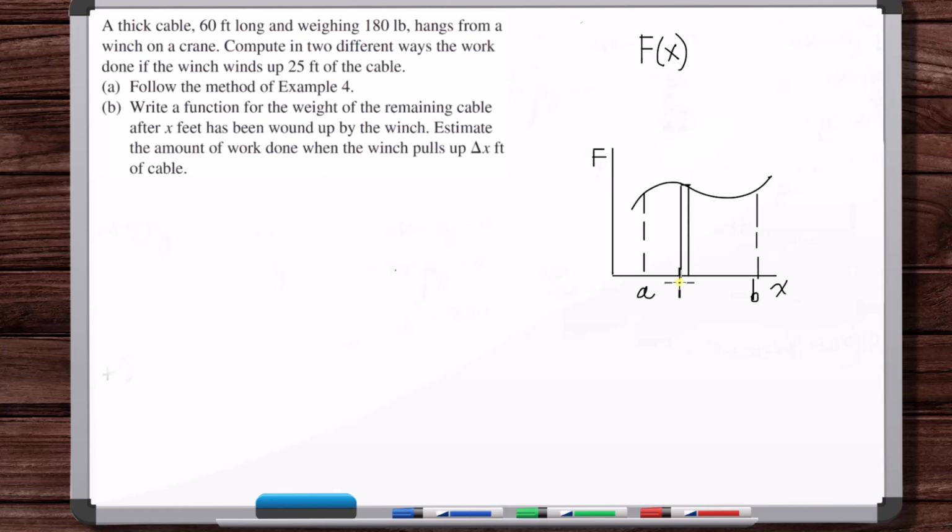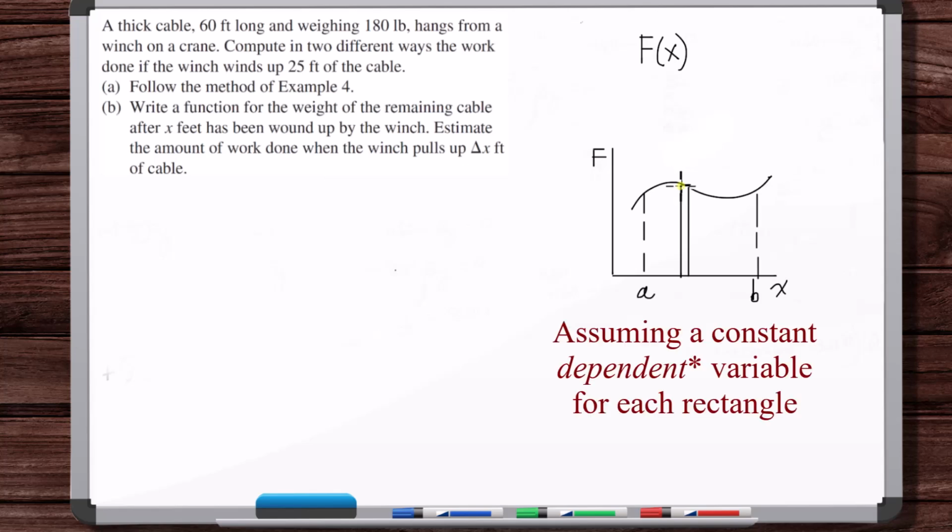you've got this displacement here, this delta x here. It's a small little amount that the particle moved, and it's small enough that you could assume the force is constant. That's what we do. That's what the rectangles are. You're assuming a constant independent variable for each rectangle.